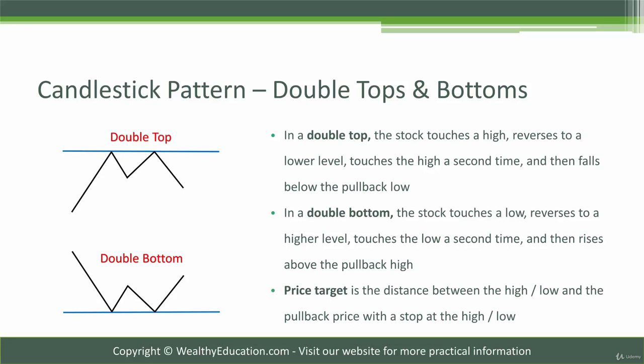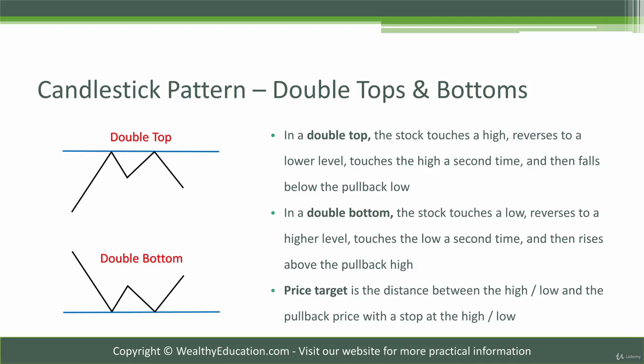In a double top, the stock touches a new high, reverses to a lower level, touches the high a second time, and then falls below the pullback low. In a double bottom, the stock touches a low, reverses to a higher level, touches the low a second time, and then rises above the pullback high. So a double bottom is a reversal of a stock in a bearish pattern. A double top is a reversal of a stock in a bullish pattern.